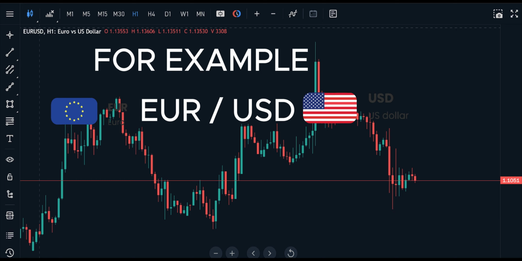If price goes up to 1.1052, that 0.0002 USD rise in value is 2 pips, and so forth.